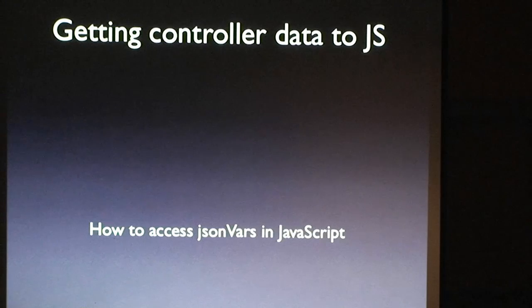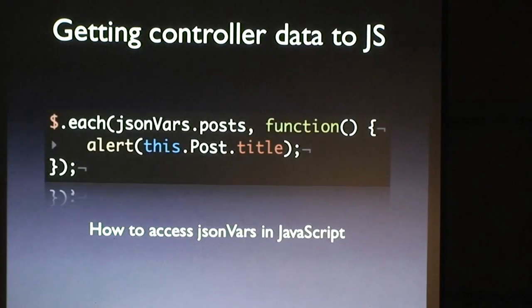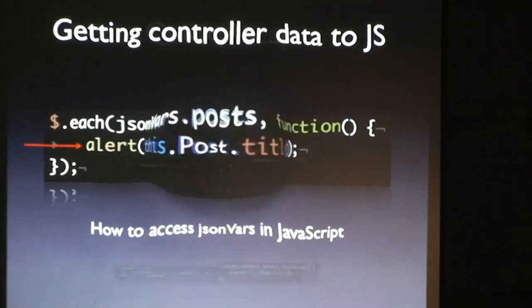Once I've done this, I can now use this in JavaScript. So I can, for example, do a loop where I loop through all JSON_vars.post, and then I can alert the title of the post. So it's a quick and easy way to get my PHP objects and variables to JavaScript and use them in there. If you have a bigger application, you might want to namespace this a little bit more, but other than that, it should work in most applications.